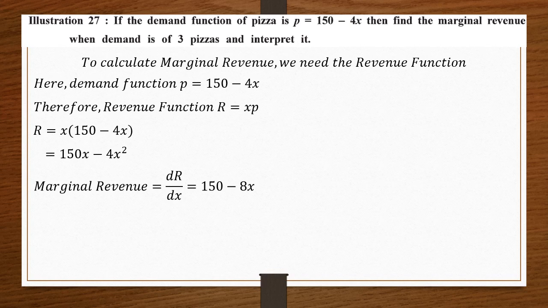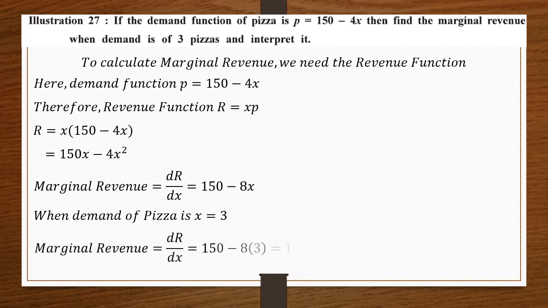Now the demand is of 3 pizzas, so that means the demand of pizza is 3, that is x is equal to 3. We will put the value of x into our marginal revenue equation: 150 minus 8x, that is 8 into 3, that is 150 minus 24, that is 126. Okay, so when the demand is of 3 pizzas, the marginal revenue will be 126 rupees.